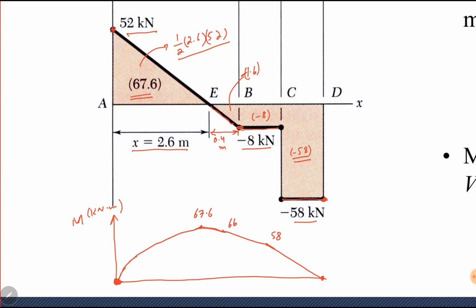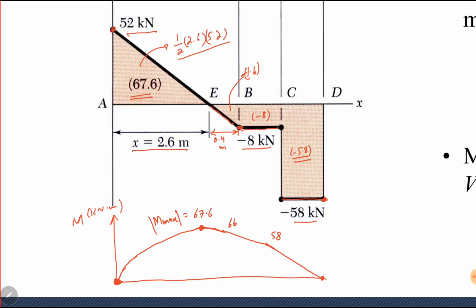So the maximum bending moment is 67.6. We have to take the value only, not the sign. Even if it was negative, the magnitude is important for us. The maximum bending moment is 67.6.